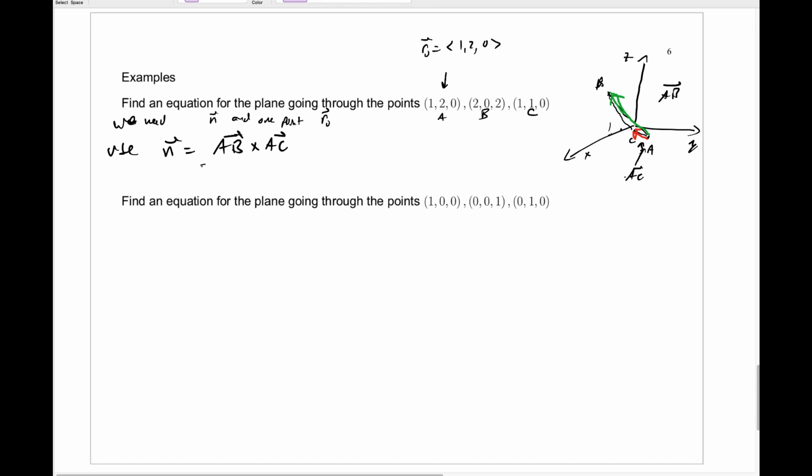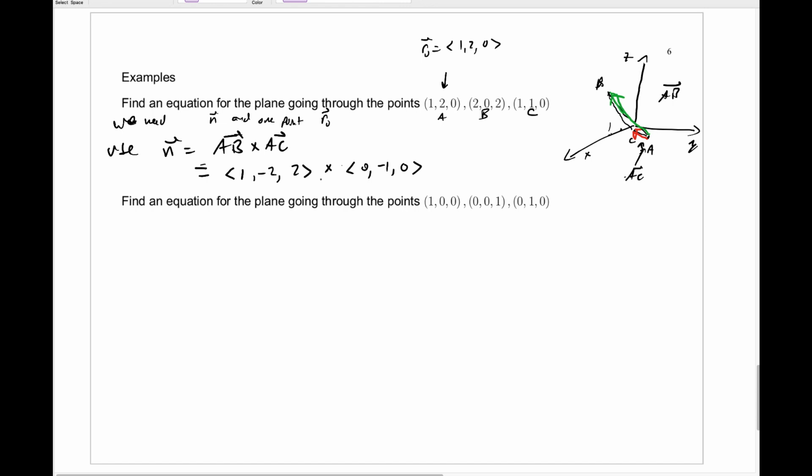So what is the vector AB? The vector AB is the vector that goes from the point A to the point B. We get the coordinates just by subtracting the coordinates in A from the coordinates in B. So n will be this vector AB, which is the vector 1, that's 2 minus 1, 0 minus 2 is negative 2, and 2 minus 0 is 2. That's the vector AB. And we take the cross product of that with the vector AC, whose coordinates are 0, that's 1 minus 1, then 1 minus 2 is negative 1, and 0 minus 0 is 0.